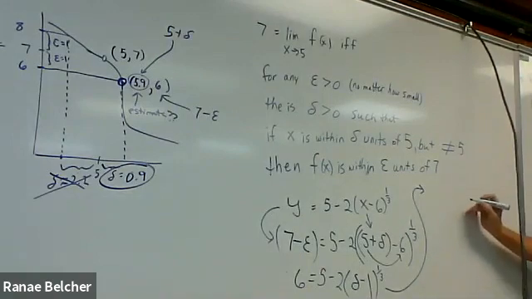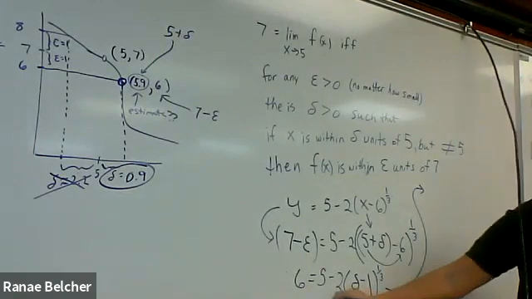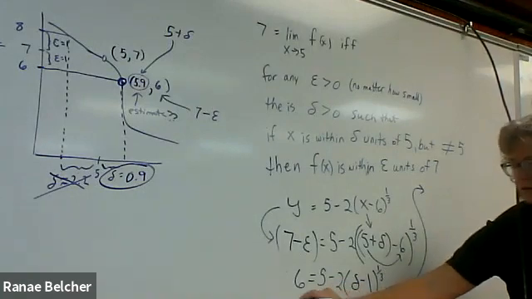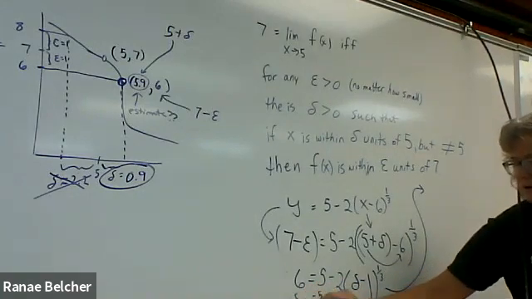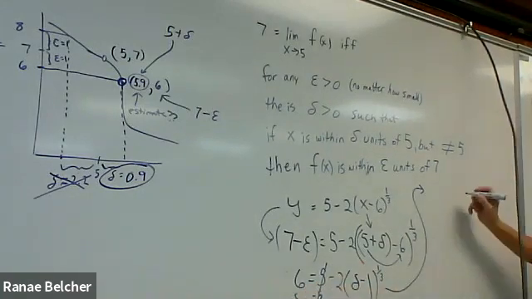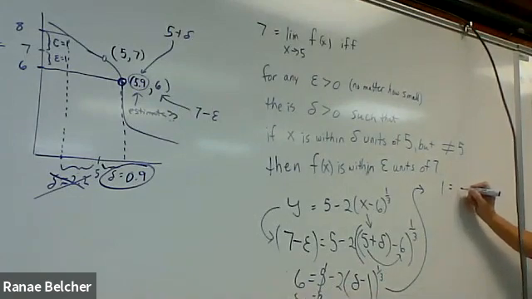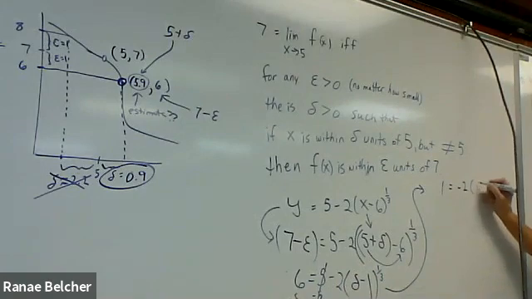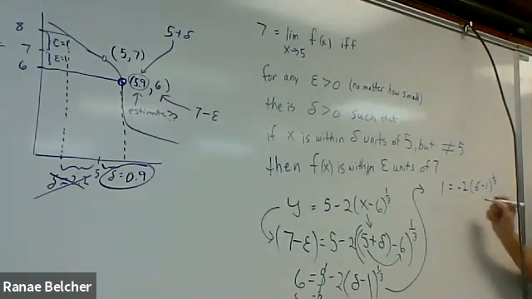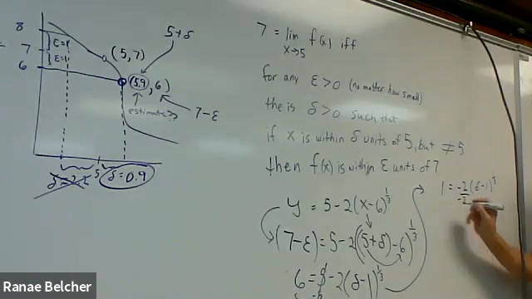Okay, so let's subtract 5 from both sides. That'll give me 1 equals negative 2 times delta minus 1 to the 1/3. Now what do I do? Divide by negative 2.